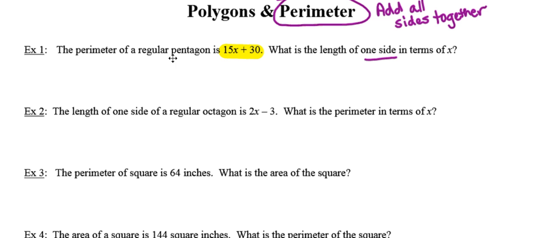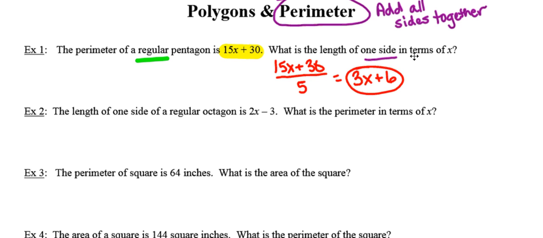Because this pentagon is a regular pentagon, we know that each of those 5 sides must have the same measure. So in order to determine the length of just one side, I'm going to take the perimeter, or in other words, all 5 sides added together, and divide that perimeter by 5, and that'll give me the length of one side. So 3x plus 6. Notice the words in terms of x here. Notice the fact that my answer contains an x.